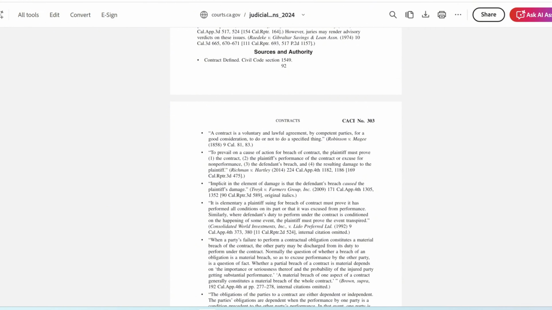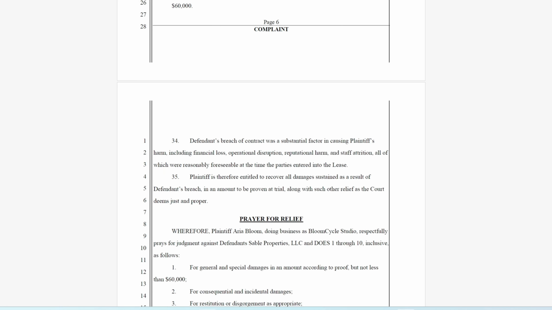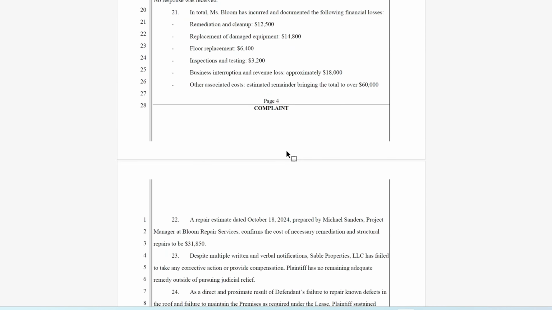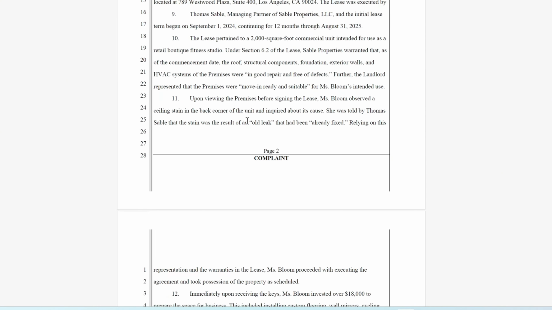Remember, at the pleading stage, providing evidence is not required. But the plaintiff must state sufficient facts, and in many jurisdictions, the court will treat those facts as true for the purposes of a motion to dismiss.